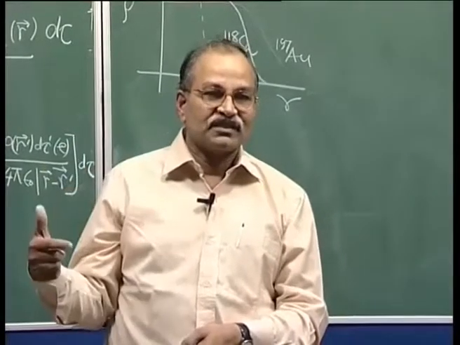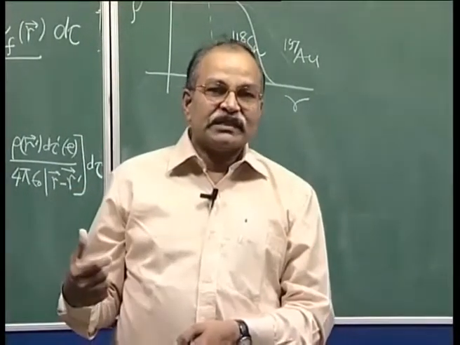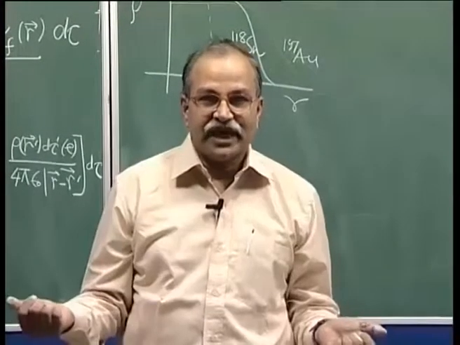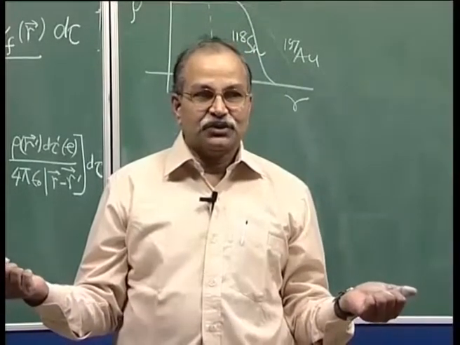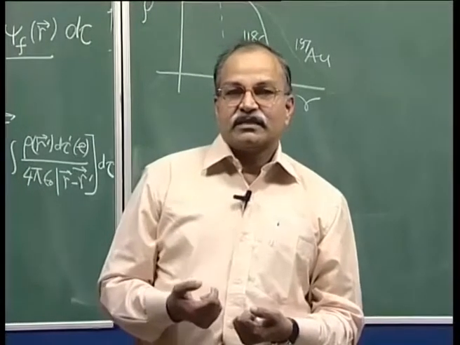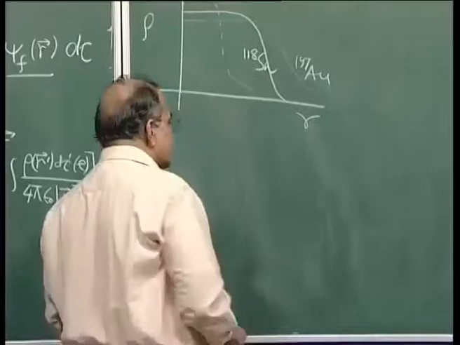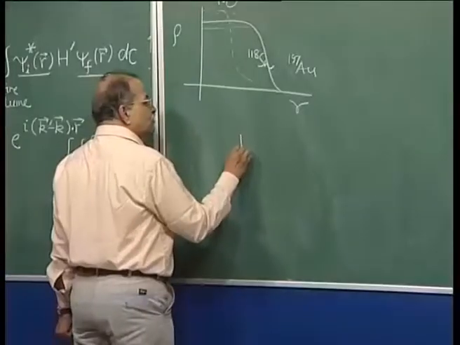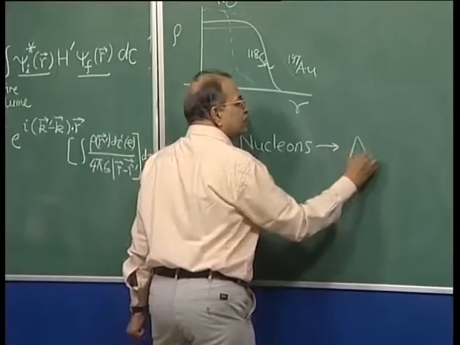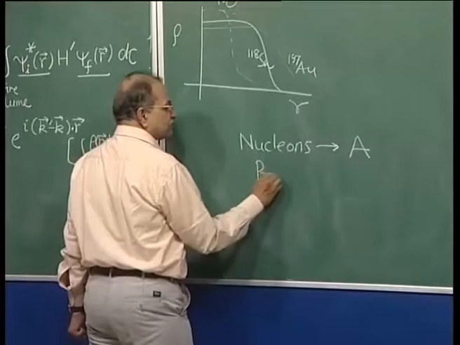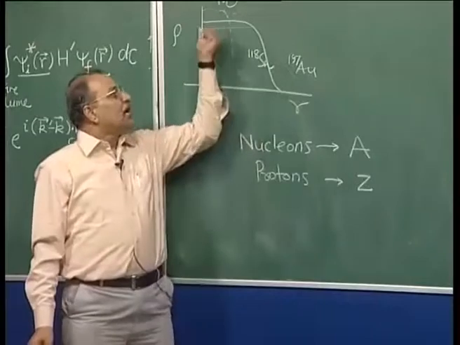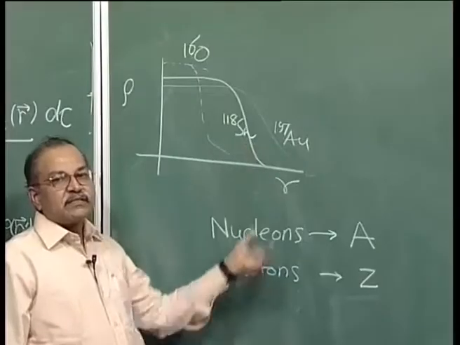How about neutrons? So, make an assumption that neutrons are also similarly distributed as protons, but you have in general more number of neutrons than protons in a heavy nucleus, at least, or middleweight nucleus. So, if I talk of nucleons, the total number is A. If I talk of protons, the total number is Z. This gives you how those Z protons are distributed.